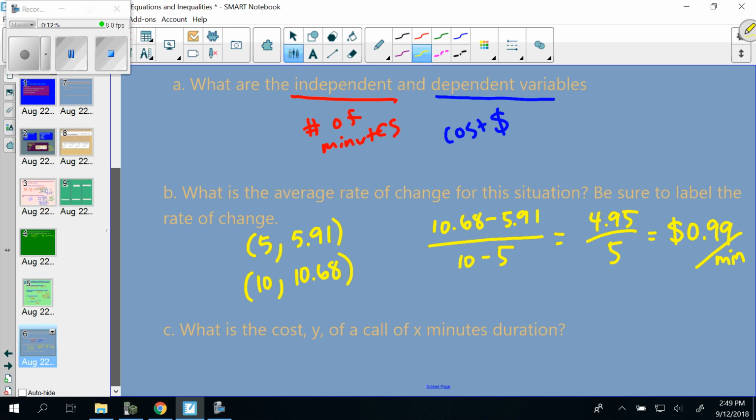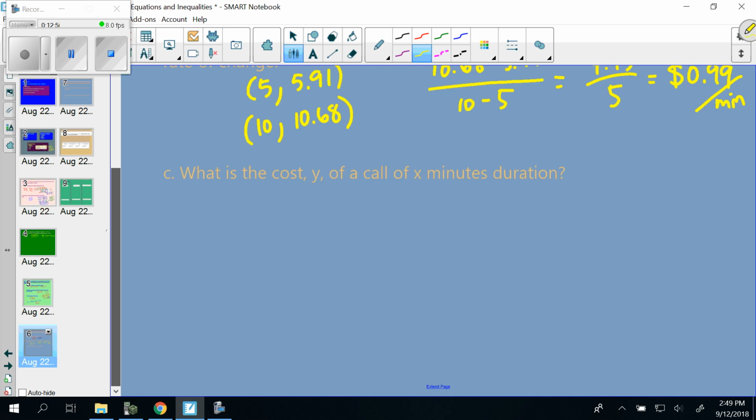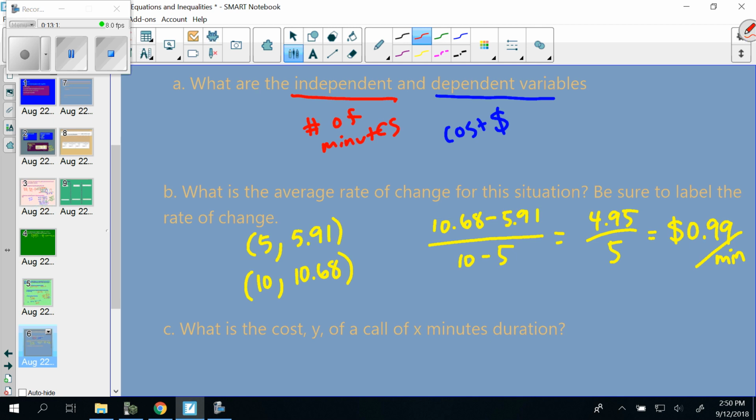Okay, part C. Now they want us to figure out what is the cost y of a call of x minutes during this duration. So if you wanted to come up with an equation that would tell you the cost at any amount of time, what would that be? Here's where we come up with an equation again. Pick one of these 2 points. It doesn't matter which one. I'm going to pick that one.